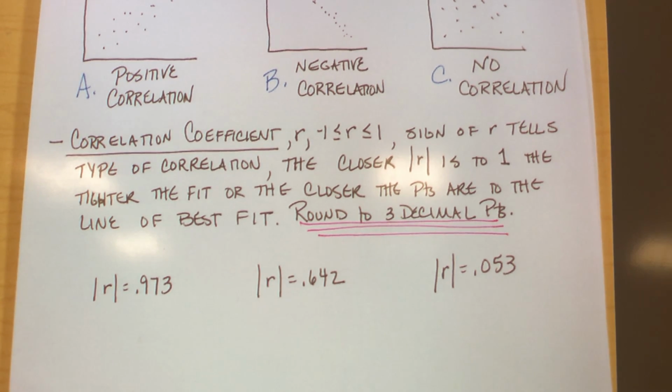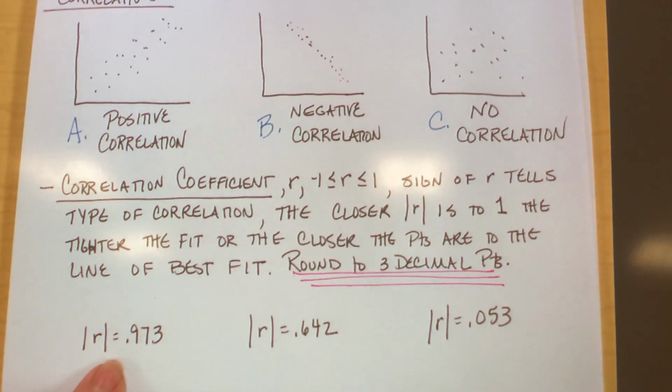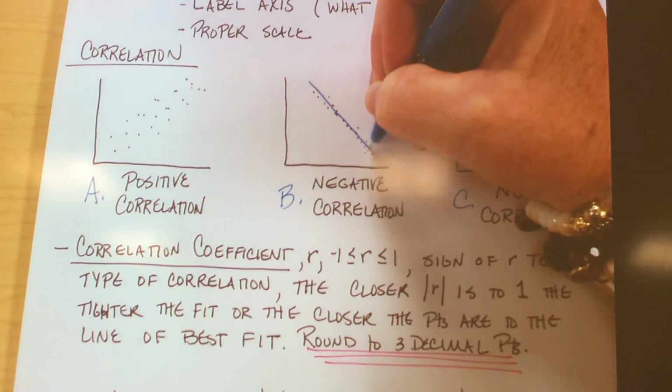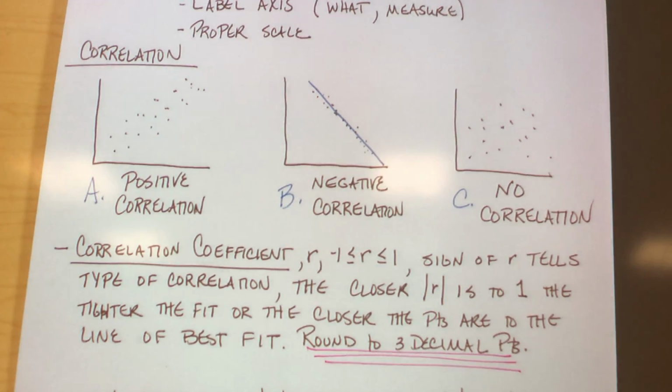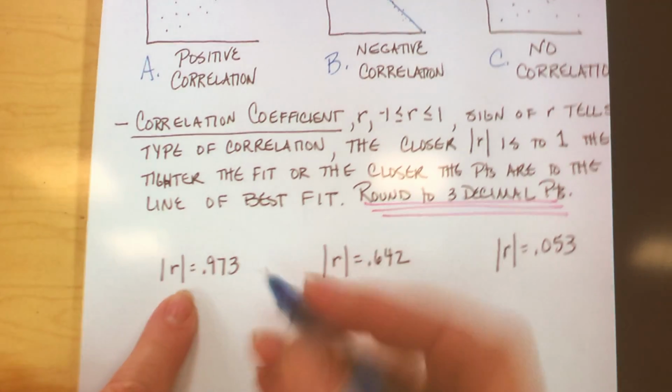Which one of these numbers is the closest to 1? The first, second, or the third? First. Okay, so this guy is the closest to 1. Which one of these graphs would be the tightest, or fit closest to the line of best fit? B. Yeah, if I drew a line of best fit, you would go like this. You see how tight those points are, how close they are to my line of best fit?